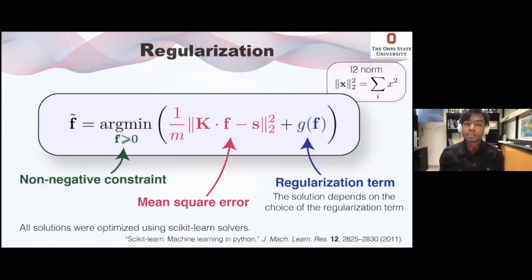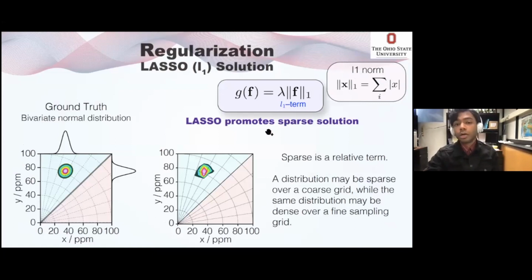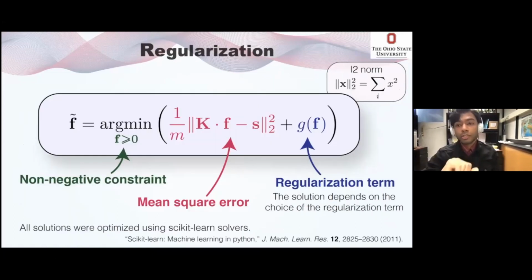A regularized solution, F tilde, is given as the argument that minimizes the sum of the mean square error and a regularization term, subject to the constraint that F is always greater than or equal to 0. The symbol that I'm showing here is called the L2 norm. The L2 norm squared of a vector X is the sum of the vector elements squared.